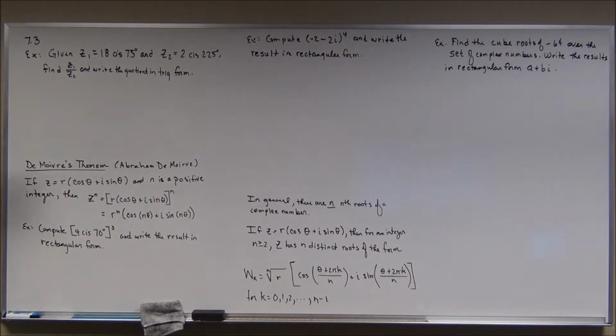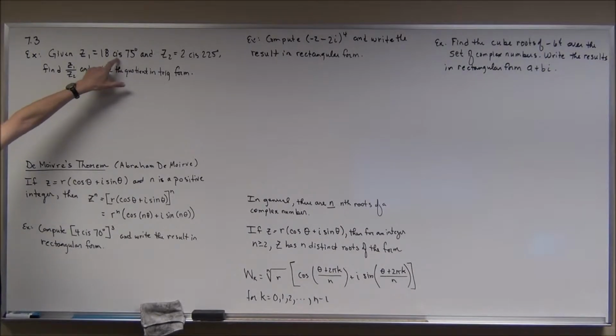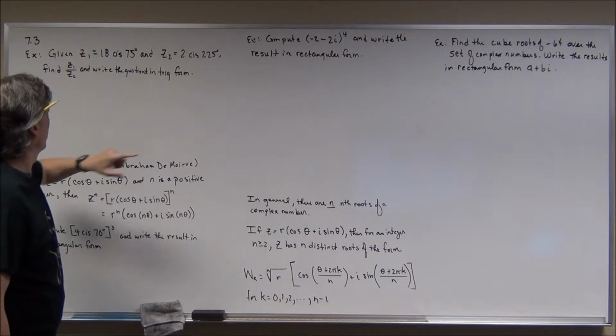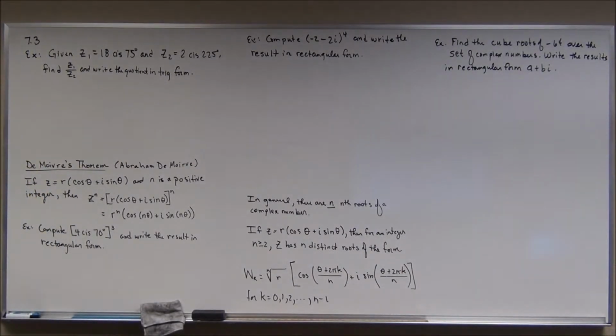As you can see here, I've got a problem set up: given z sub 1 is 18 CIS 75. Remember, CIS means 18 times the quantity cosine 75 plus i sine 75. It's just an abbreviation. And z sub 2 is equal to 2 CIS 225. We're to find their quotient, z sub 1 divided by z sub 2.